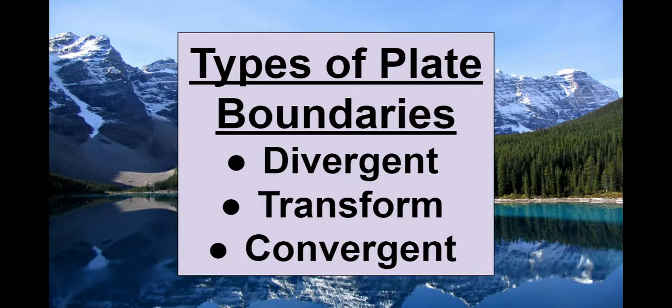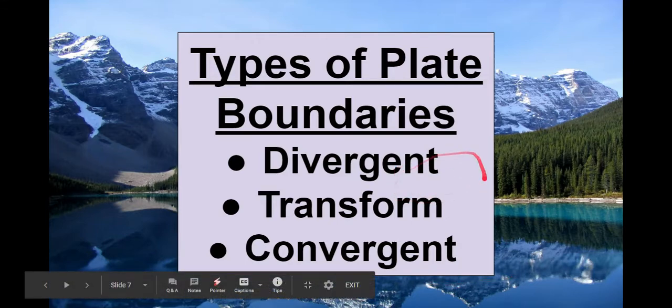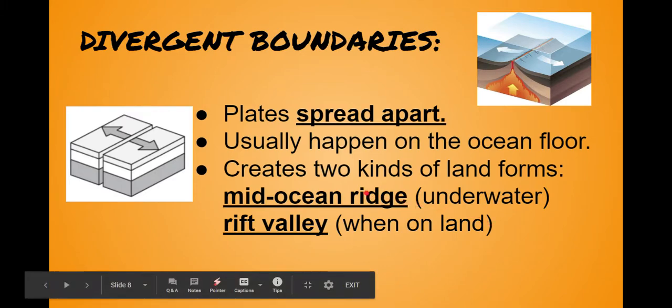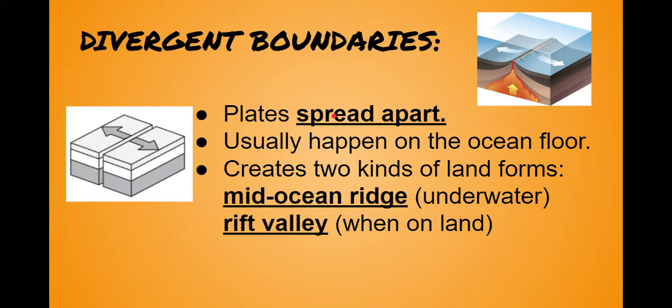The three types of plate boundaries, this will be on the back of your page, are divergent, transform, and convergent. And these words just describe what direction it's moving. Start with the divergent boundaries. So first, how do they move? A divergent boundary is where plates are spreading apart.